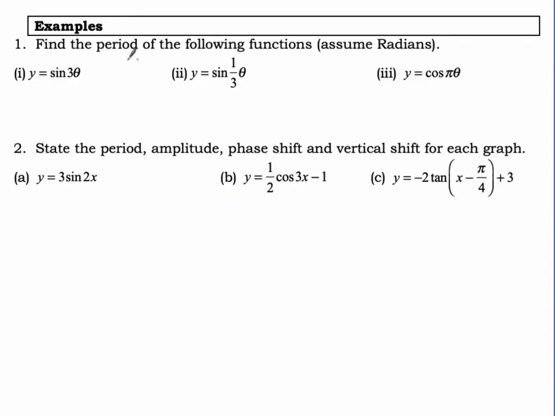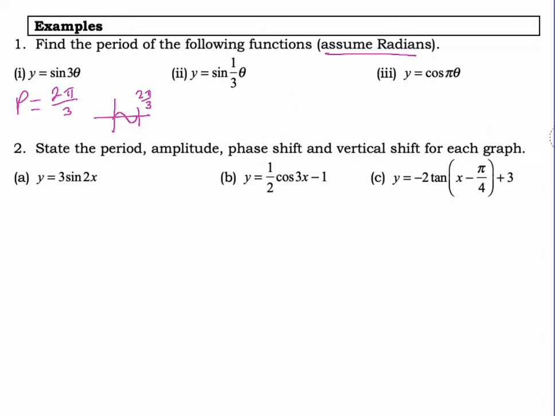Okay, let's check out this here. Find the period of all the following functions. Assume radians. You should always assume radians, actually. So recall the period equals 2 pi over the b value, which is 3. So the period is 2 pi over 3. What that means is the entire cycle finishes by the time we hit 2 pi over 3. Okay, so that's the period.